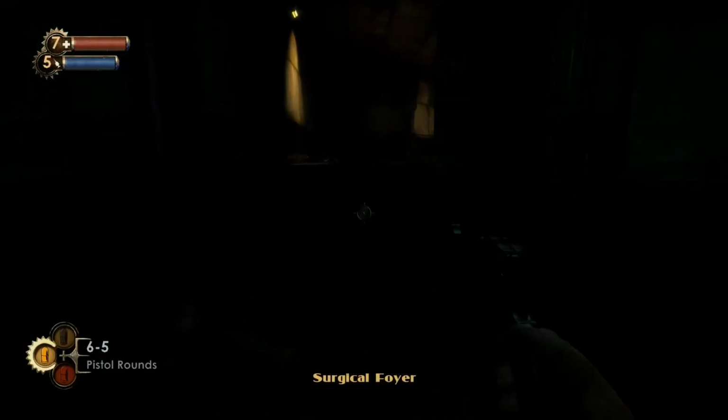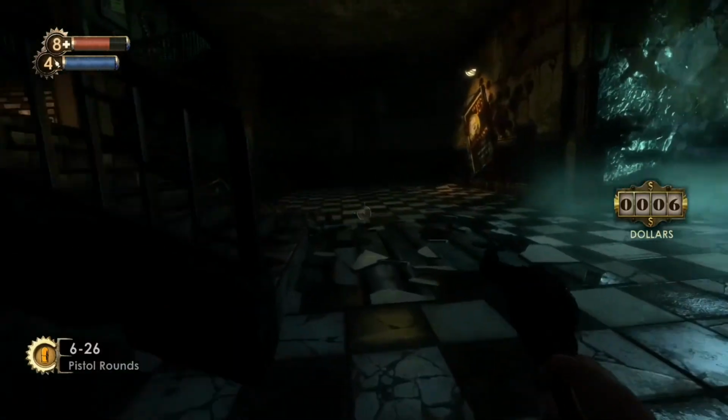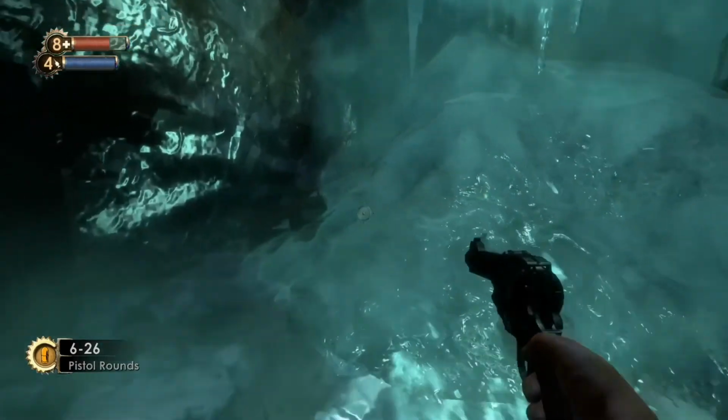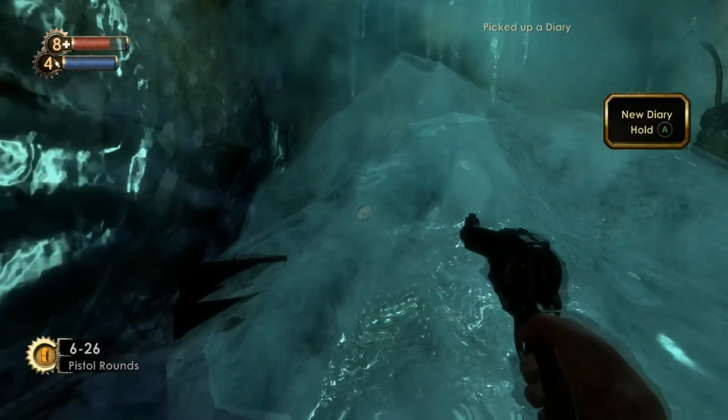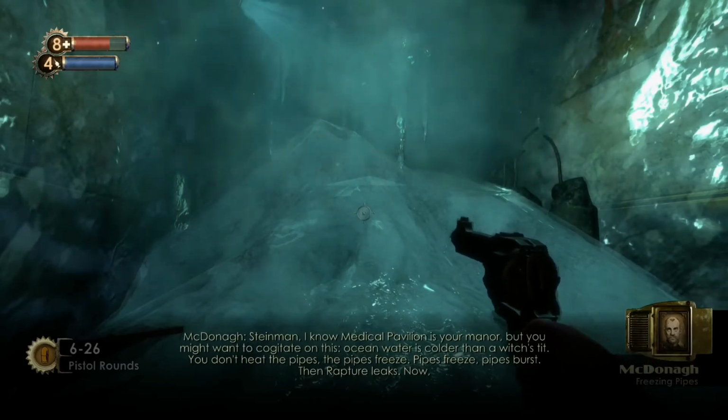However, I won't leave this function empty-handed. I have a decent example of his Si neglect. We can find this example at the lower levels of the medical pavilion where ice covers the doorway, and inside of that ice, there's an audio diary from Bill McDonough, who warns Steinman to heat the pipes.